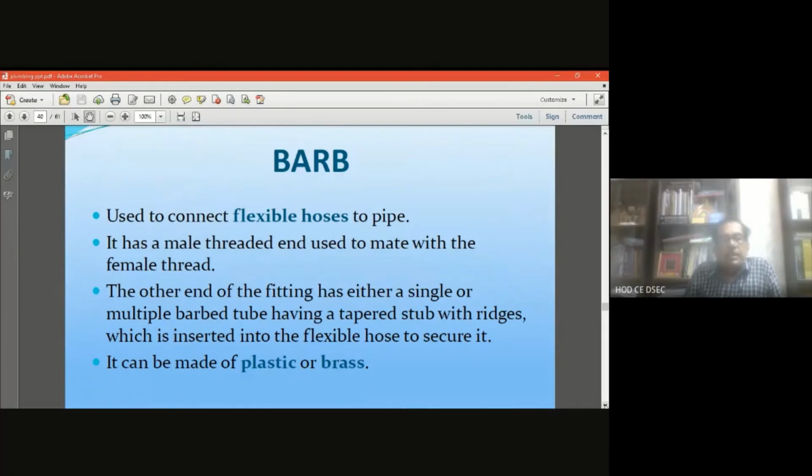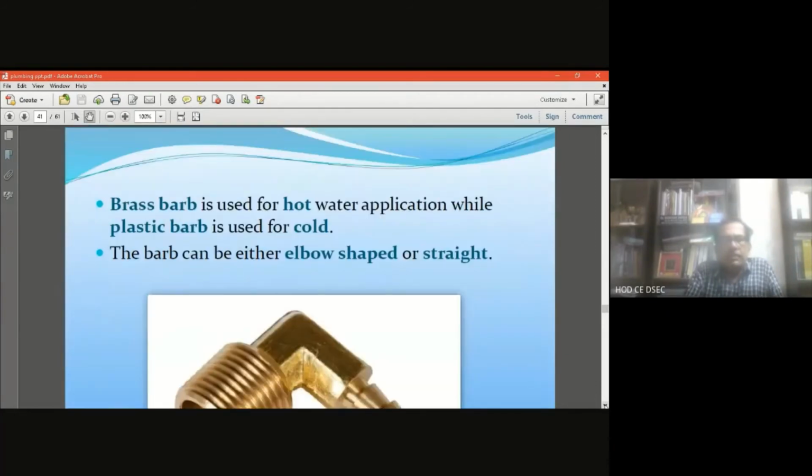It has a male threaded end used to mate with the female thread. The other end of the fitting has either a single or multiple barbed tube, having a tapered shape with ridges, which is inserted into the flexible hose to secure it. It can be made of plastic or brass. This is all about the barb.